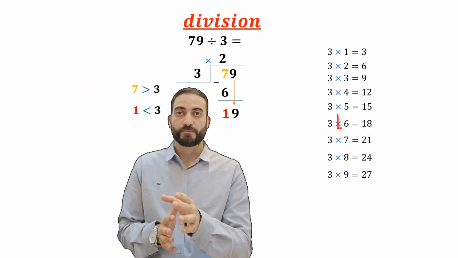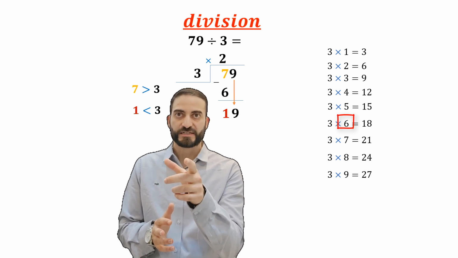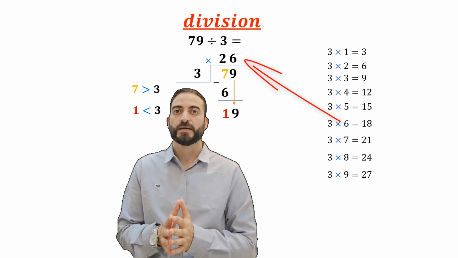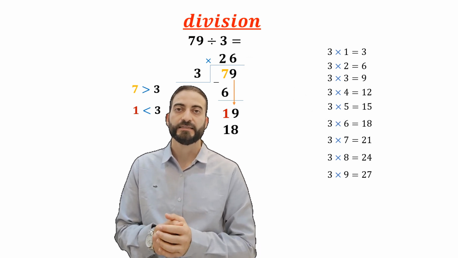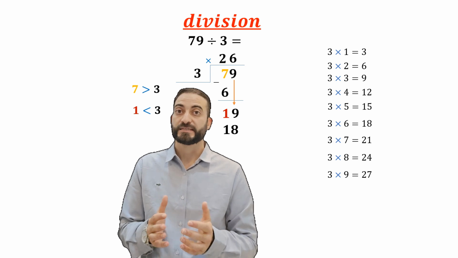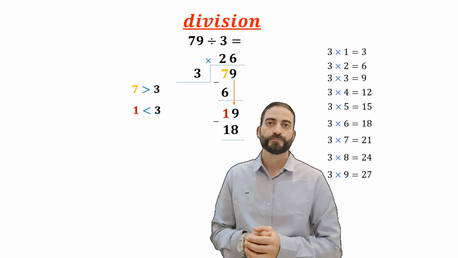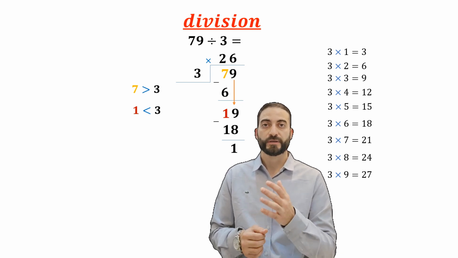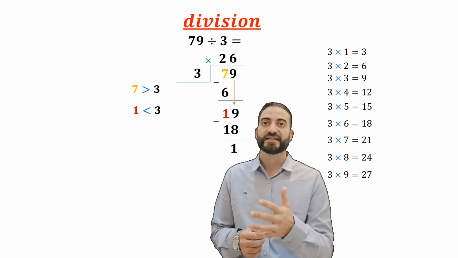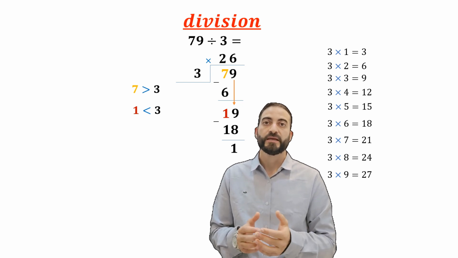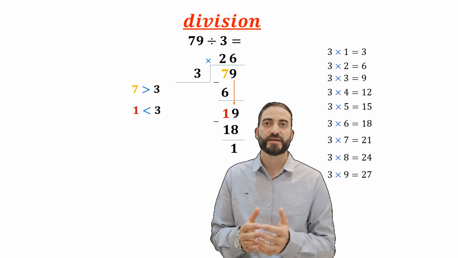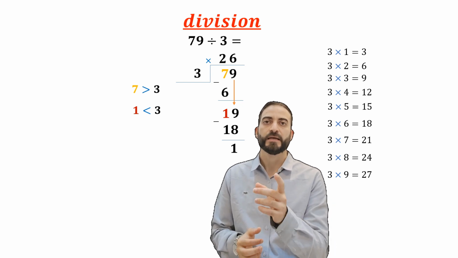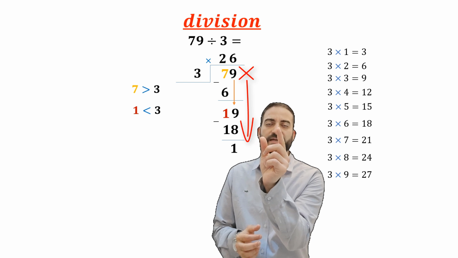And write the number multiplied by the divisor here. So we write 6 here. Now we multiply 6 times 3 equal 18. We write 18 here. Now we start with the subtraction. 19 minus 18 equal 1. Now also we ask ourselves, is 1 greater than or equal 3? The answer is no. This means that the process is over, especially since there is nothing here beside the 9.